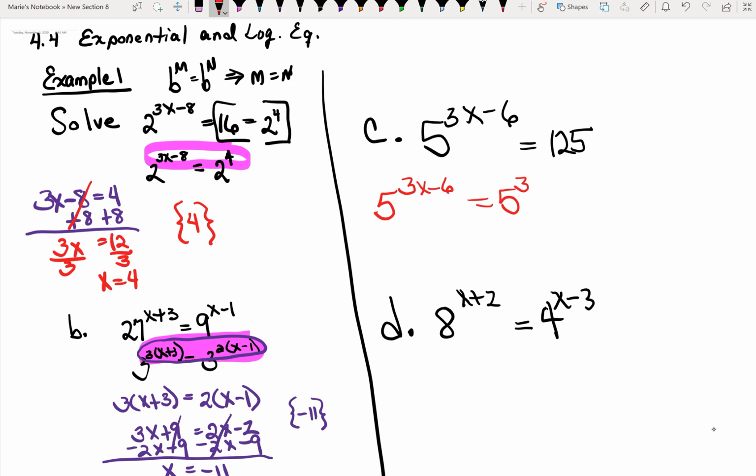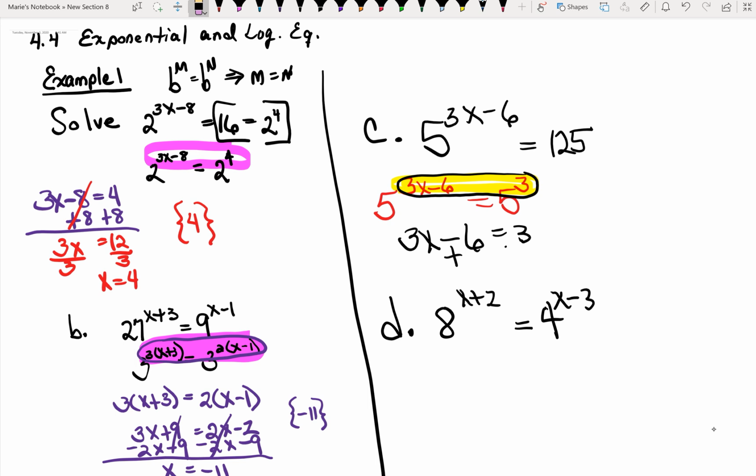So here's your solution. 5 raised to the 3x minus 6 is equal to 5 raised to the 3rd. We know that because 5 times 5 is 25, and 25 times 5 is 125. Now that we have the equivalent bases, we're going to solve for our exponents. And so we have 3x minus 6 is equal to 3. So we focus on just solving this equation up here.